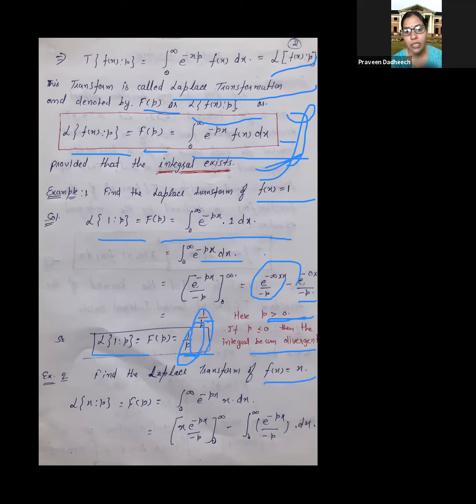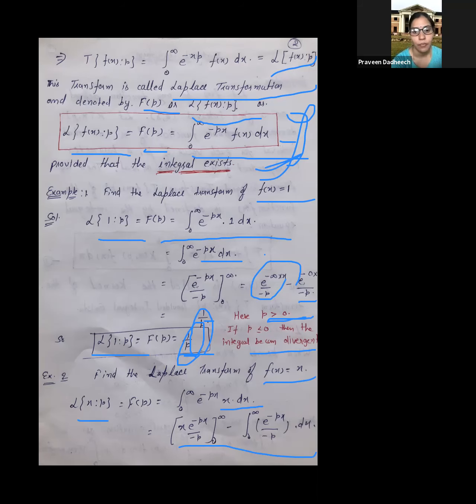Now our function f(x) is what? f(x) = x. Putting f(x) = x in the basic formula, integral from 0 to infinity of e to the power minus px times x dx. Now integrating it by parts. First taking x, e to the power minus px over minus p. Now it will be integral from 0 to infinity of e to the power minus px over minus p. Differentiating x, it will become 1.